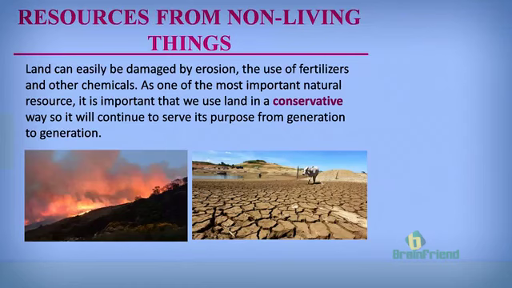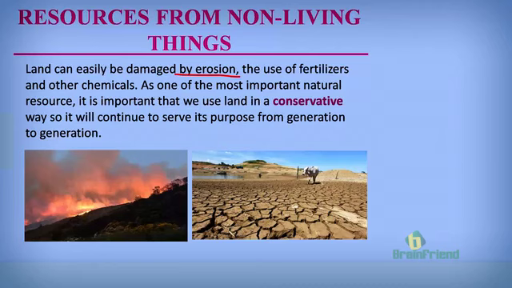Land can be easily damaged. It can easily be damaged by several human activities. It can also be damaged by climatic conditions, climatic occurrences, and so on. Some of the activities or occurrences that can damage land include erosion, whereby water washes off the surface of land and damages the land.